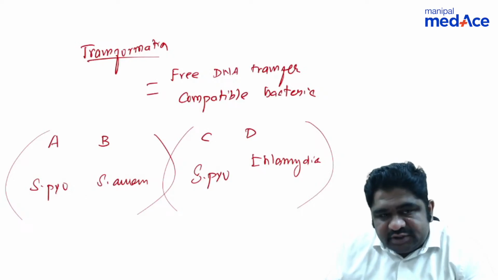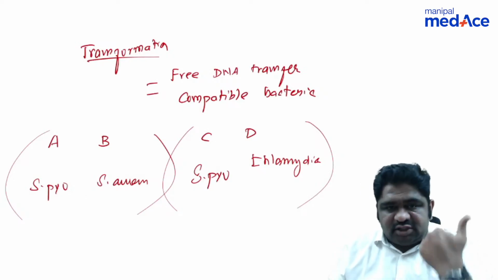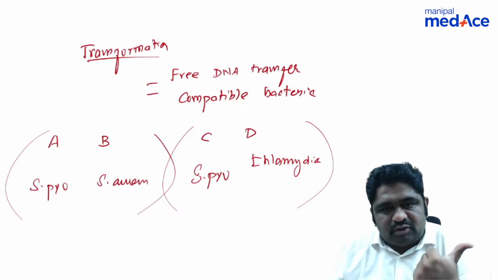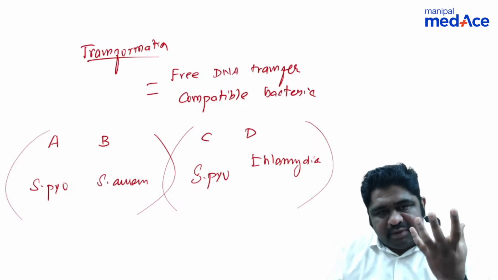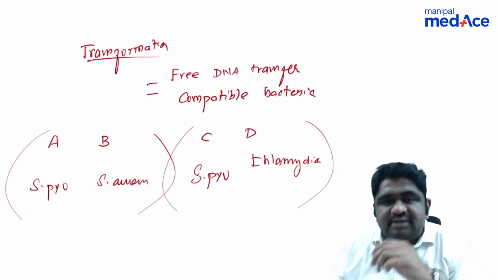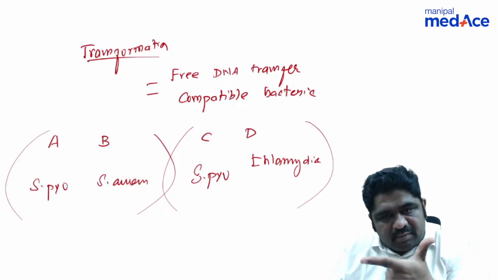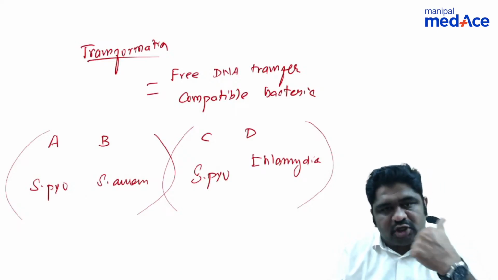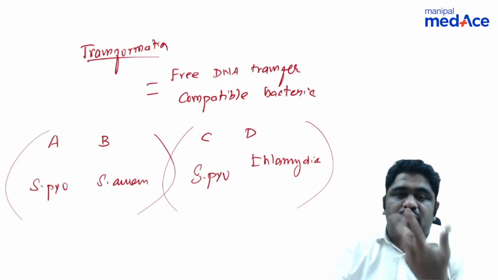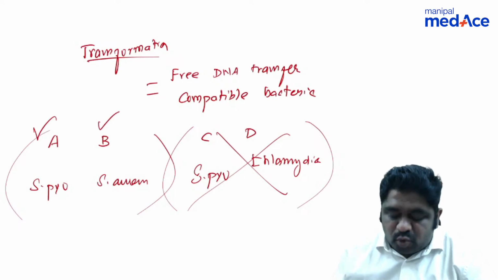A and B. Why did you choose that? Because Streptococcus pyogenes is gram-positive, Staphylococcus aureus is gram-positive. Streptococcus pyogenes is a cocci, Staphylococcus aureus is also a cocci. Both of them are typical bacteria. But in case of Streptococcus pyogenes versus Chlamydia, Streptococcus pyogenes is typical, Chlamydia is atypical. Pyogenes is extracellular, Chlamydia is intracellular. Streptococcus pyogenes is toxic, Chlamydia is non-toxic. Streptococcus pyogenes is gram-positive, Chlamydia is gram-negative or gram-variable. So these two are not compatible, while these two are compatible.